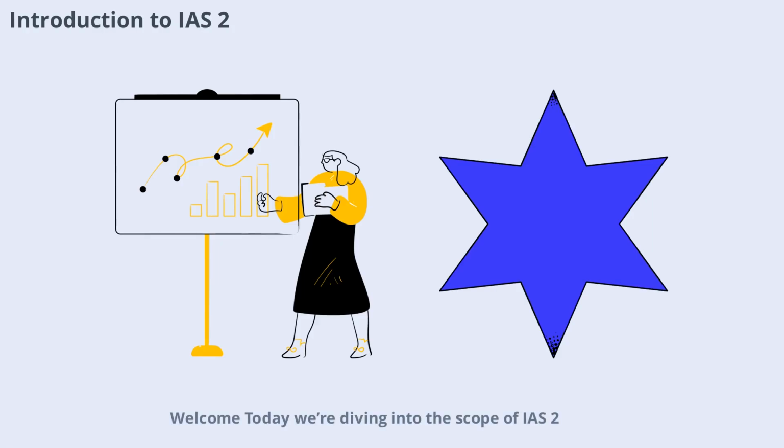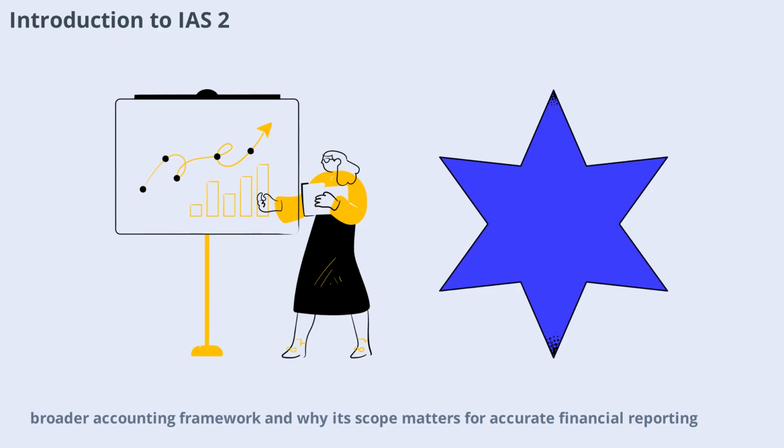Welcome. Today we're diving into the scope of IAS 2, the international accounting standard that governs inventories. Understanding what IAS 2 covers and what it doesn't is crucial for anyone involved in accounting, finance, or business operations. We'll explore the types of inventories included under IAS 2, as well as the specific exclusions that are handled by other IFRS standards. By the end of this video, you'll have a clear grasp of how IAS 2 fits into the broader accounting framework and why its scope matters for accurate financial reporting.